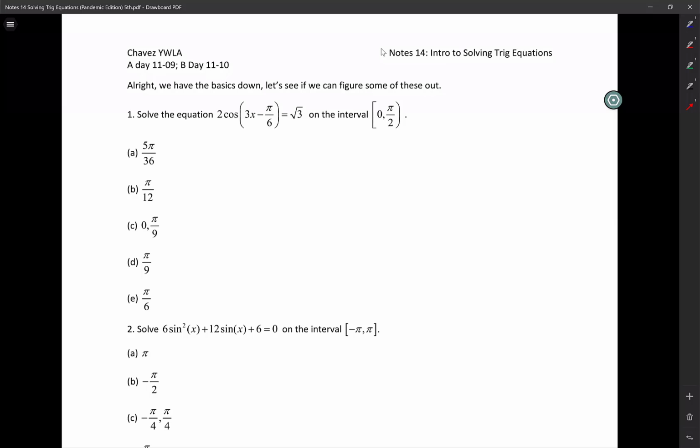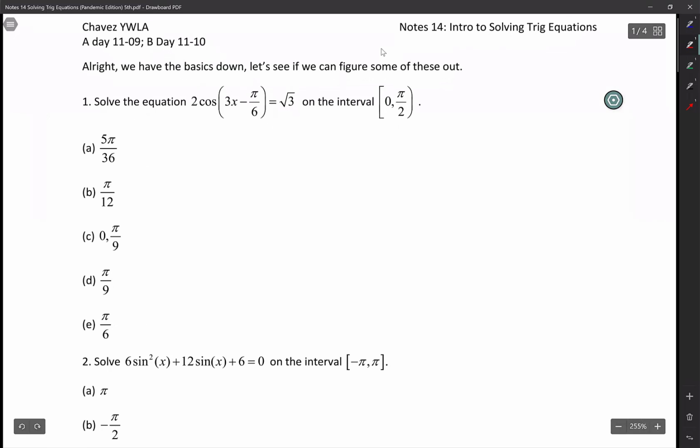Notes 14, Intro to Solving Trig Equations. Whenever it's a perfect coordinate, I would just use logic. I wouldn't bother with the equation. So it says, number one, solve the equation 2 cosine of 3x minus pi over 6 equals square root of 3 on the interval 0 to pi over 2. So what you're trying to do is solve for x, guys. What I would do first is divide by 2. So here we go. Cosine of 3x minus pi over 6 equals square root of 3 over 2.